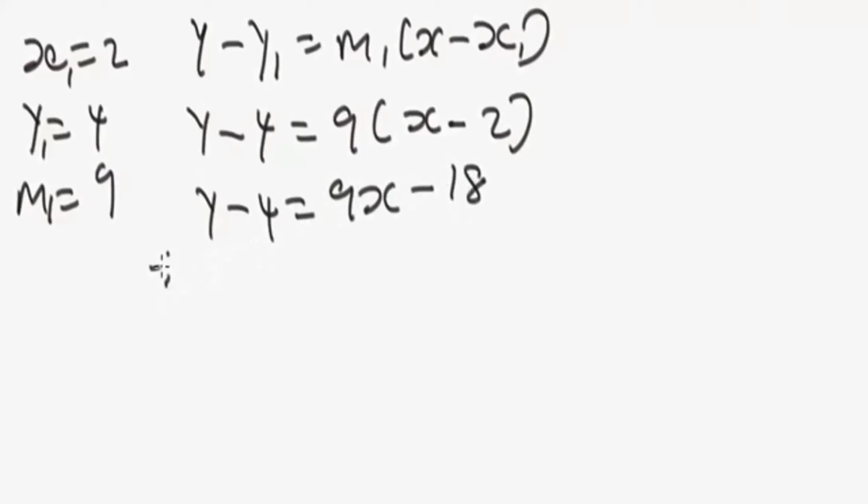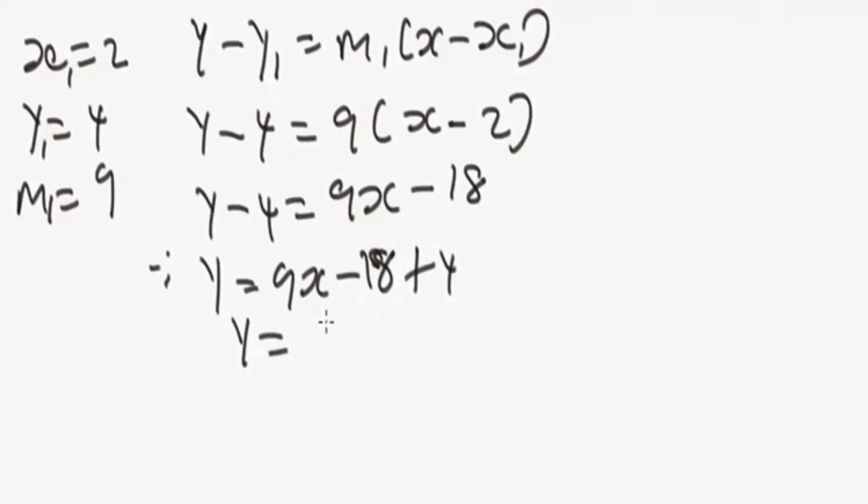So therefore, the equation of the tangent to the curve is y equals 9x minus 18 plus 4, which will give us y equals 9x minus 14. So this will be the equation of the tangent to the curve.